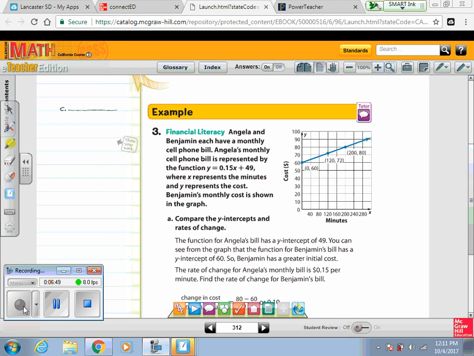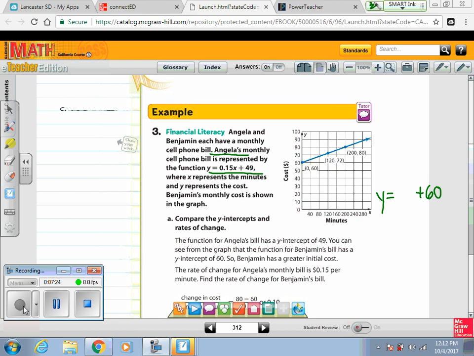Here we have Angela and Benjamin with a monthly phone bill. Angela is paying 15 cents a minute, and to sign up she has to pay $49. Okay? Then we see the graph representing Benjamin. Benjamin starts at $60, so y equals 60 as his b, where he begins. And then we have to look at the slope, the rate of change, right?